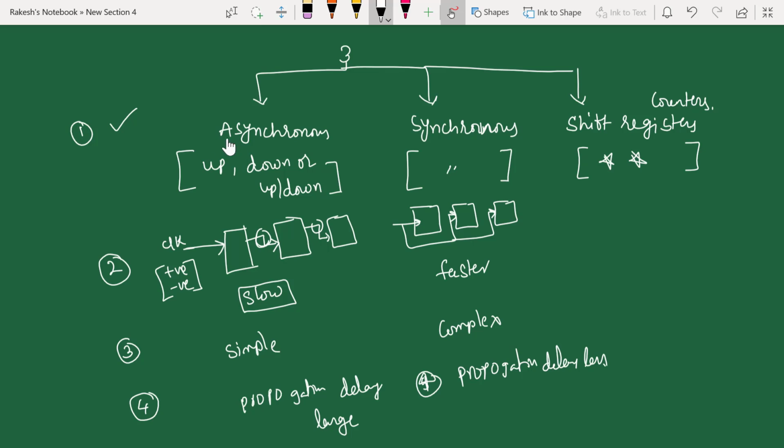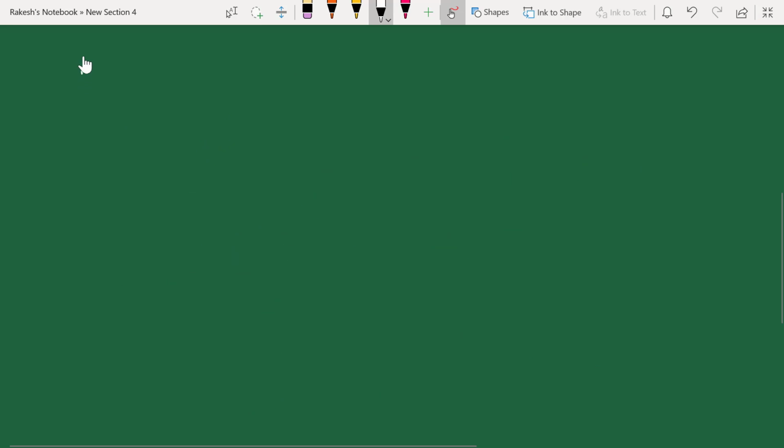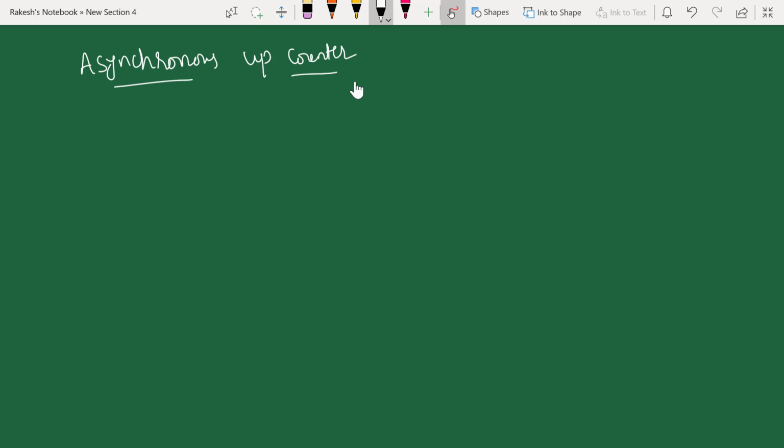Now we'll try to see how to design the asynchronous counters. Now we'll start with the asynchronous up counter. An asynchronous up counter means you are going to design a circuit which is going to count 0 to 1 and 1 to 2 and so on till whatever number you want. It is going to be in ascending order.